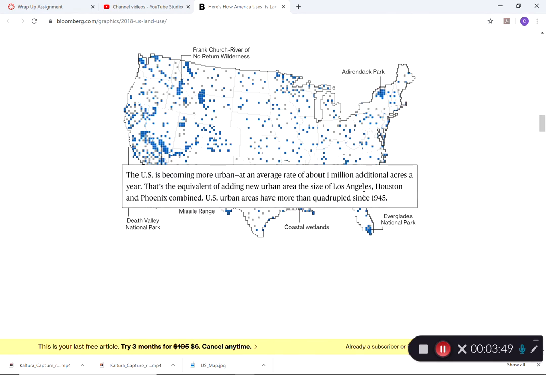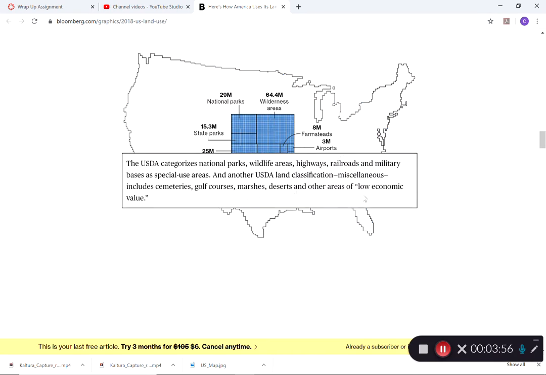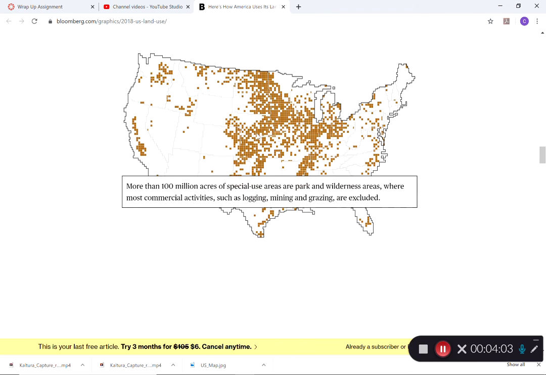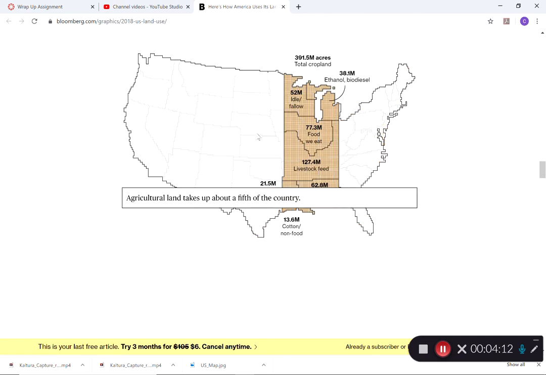So the special use is, again, national parks, military bases, things like that. If we clumped it all together, it would take up about that much of the country. And parks and wilderness is about 100 million acres, which is pretty great. Most commercial activities there are prohibited. Cropland is about 391 million total. It's about, again, one fifth of the country. So if we clumped it all together, it would look like this across the Midwest.